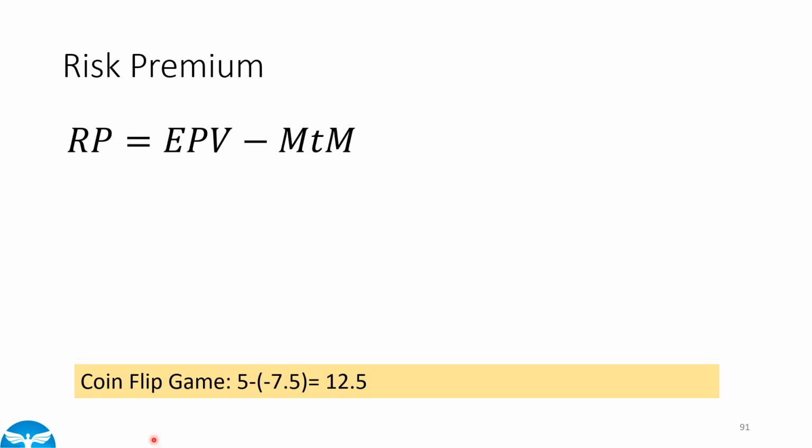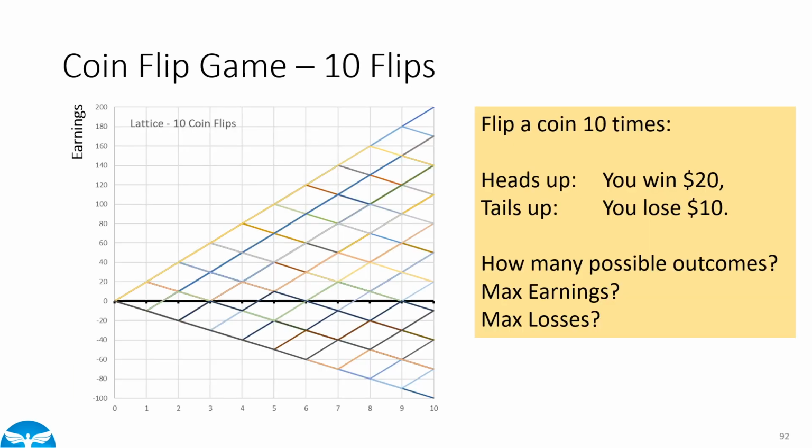And the risk premium in the coin flip game is 5 minus minus 7.5, so that's 12.5. You can see that is a very different number from the expected value, so the risk premium is very, very high. So probably not a good deal from an investor's point of view. Maybe from a gambler's point of view it could be fun, but not from an investor's point of view. But now we're going to do something more interesting. We're going to take this coin flip game, but we're going to do 10 flips and see how that changes the investment properties of this game.